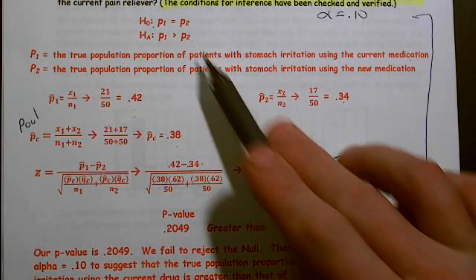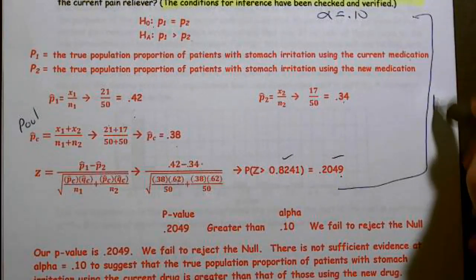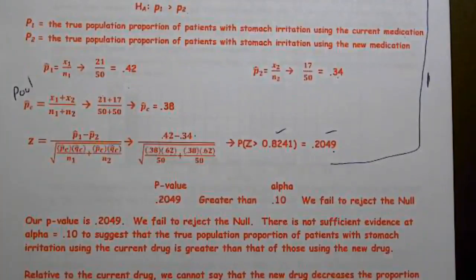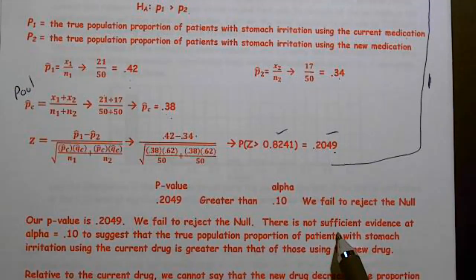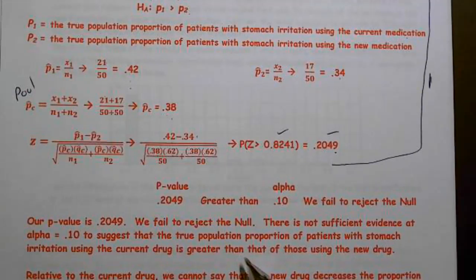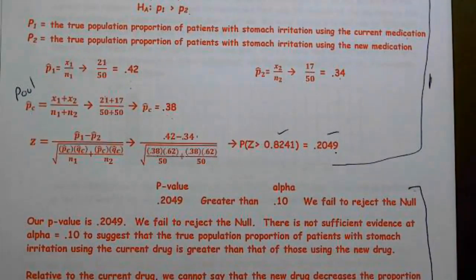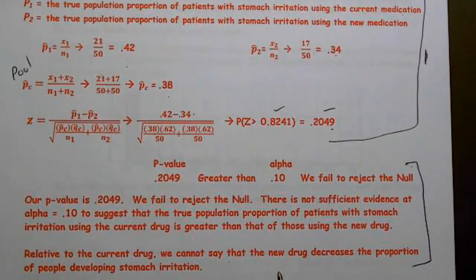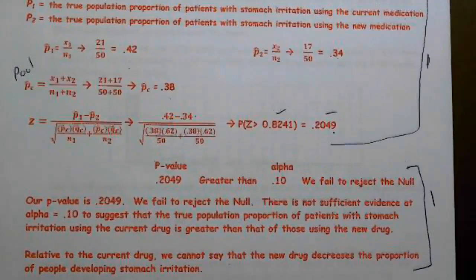All right, just so you know, this very top part, stating the null and alternative, defining the parameters, and getting the correct p-value, all of that was worth 1 point. Then the conclusion was our p-value is 0.2049. We failed to reject the null. There is not sufficient evidence at alpha equal 0.10 to suggest the true population proportion of patients with stomach irritation using the current drug is greater than that of those using the new drug. So relative to the current drug, we cannot say that the new drug decreases the amount of stomach irritation. This study does not give us enough evidence. And this right here, your conclusion, was worth another point. So there's 2 points.